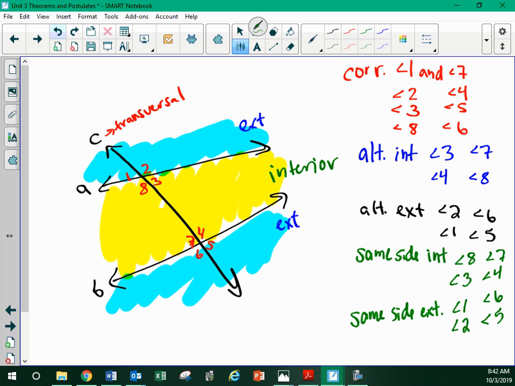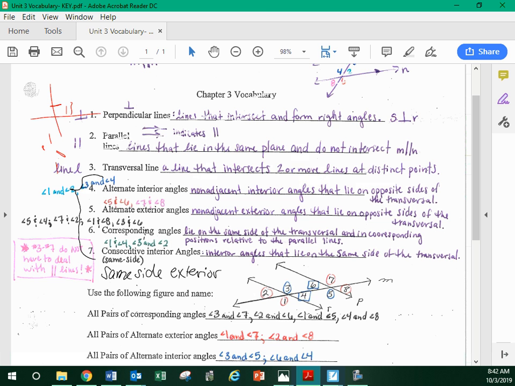So these are different types of special angles. We call these special angles. On a quiz or test, I'll refer to them as special angles. Those are the ones that I'm talking about: corresponding, alternate interior, alternate exterior, same side interior, and same side exterior. That's basically what the top chunk of our paper is talking about. If you want to write that on your vocab, so you know that's what I'm referring to. I'm not referring to linear pairs or vertical angles. Our special angles are these five sets of angles.